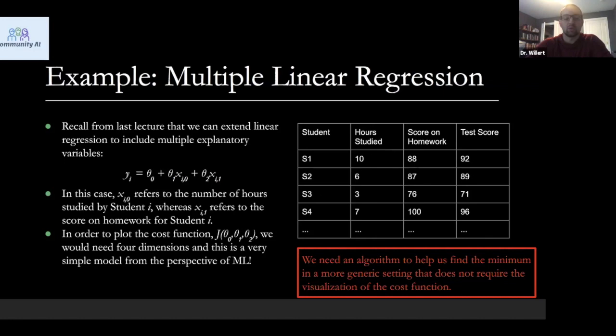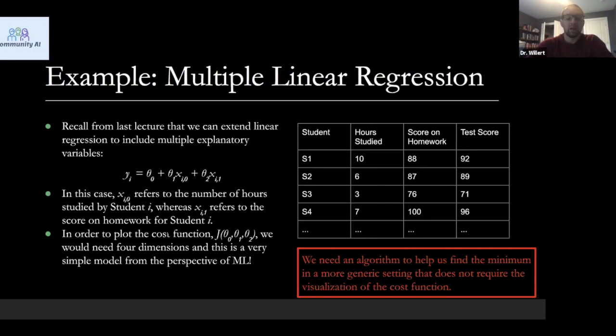So for example, x sub 1 1 would be the score that student 1 got on their homework, which would be 88. x sub 4 1 would be 100 because student 4 got 100 on their homework. And we're trying to predict their test score.